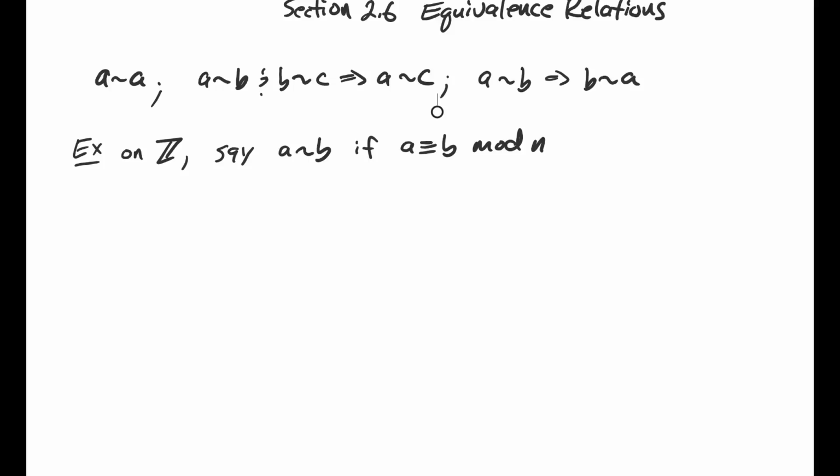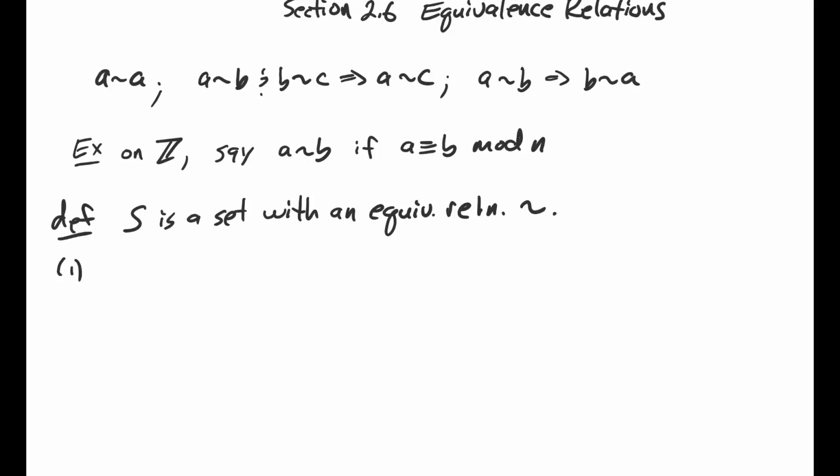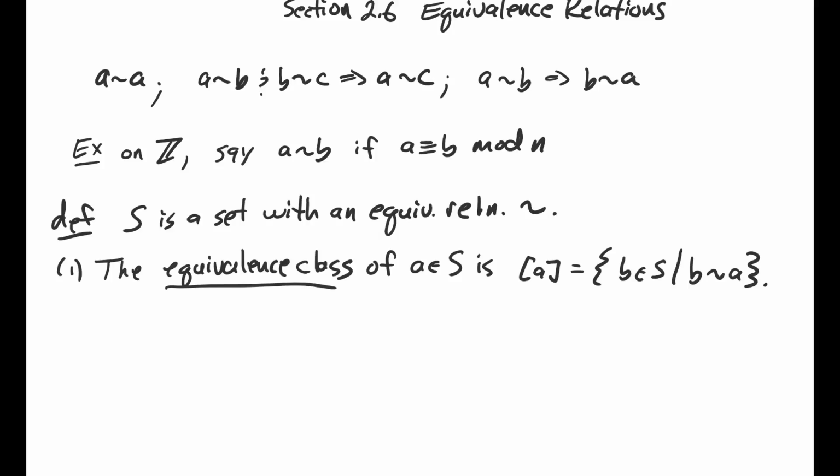So here's the definition. We have a set S and an equivalence relation on it. Number one, given an element A, the equivalence class of A, written with square brackets around it, is the set of all B's that are equivalent to it. This is the same definition we had for a congruence class, where we looked at everything that was congruent to A. But for a general equivalence class, just everything that is equivalent to it.